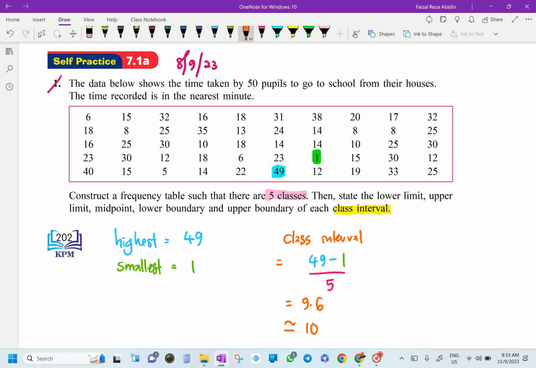Okay, what does it mean? It means the smallest here is going to be 1, right? So you are going to get 1, 2, 3, 4, 5, 6, 7, 8, 9, 10. Can you understand? That's for the first class interval.